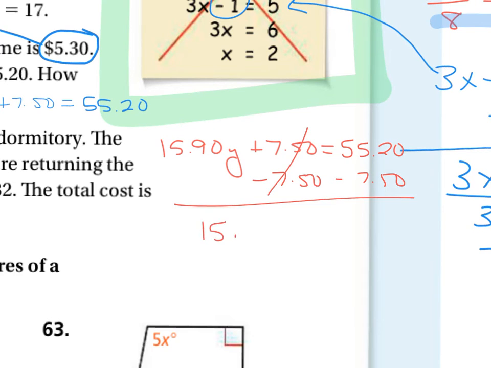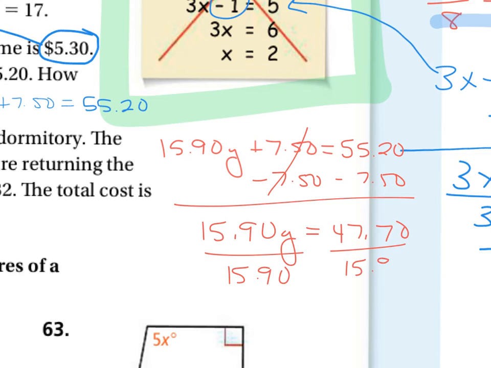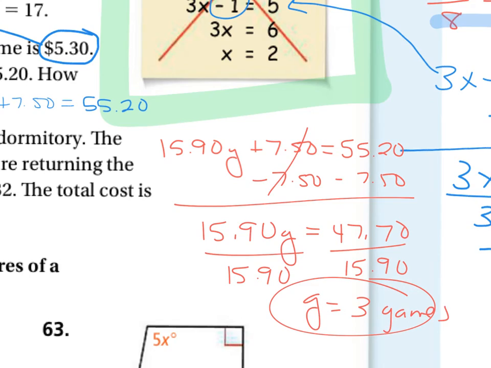So I have $15.90G equals 55.20 minus 7.50, which will be $47.70. And then I'm going to go ahead and divide by the 15.90, and G is going to equal 3. So they bowled 3 games. Okay.